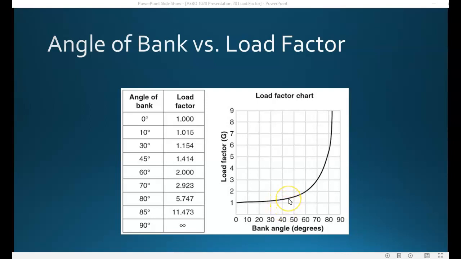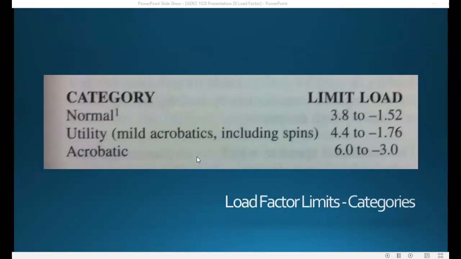At a 45-degree bank, if we follow the graph over to the left, we see that the load factor at a 45-degree bank is somewhere around 1.5 Gs. If we look at the table, the load factor for a 45-degree bank is 1.414 Gs. So you can see the steeper the bank angle, the higher the load factor, and the more stress you put on the aircraft's wings. Every aircraft has limits on the load that it can withstand before structural damage occurs.